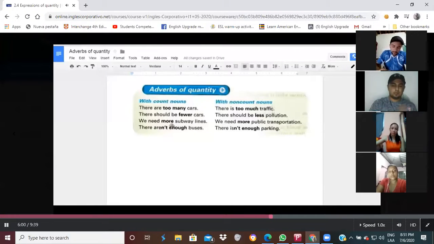We can use more for count nouns as well as for non-count nouns. So as you can see the example there, we need more subway lanes, that's countable. We need more public transportation, that's non-countable.